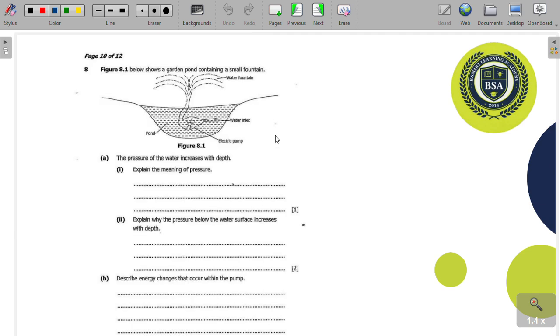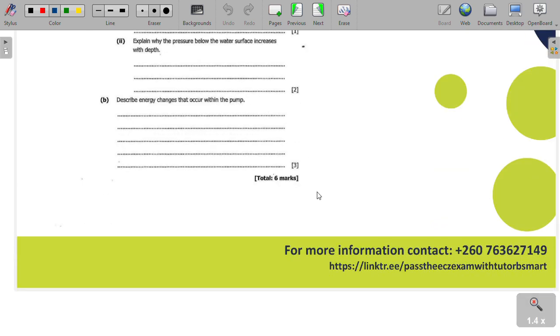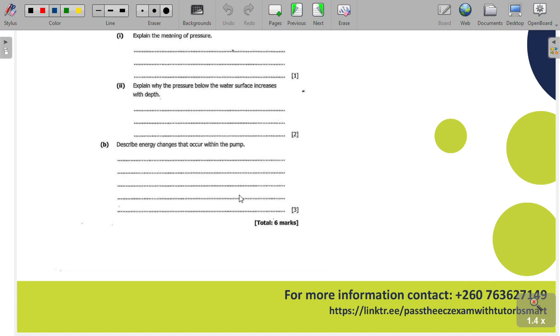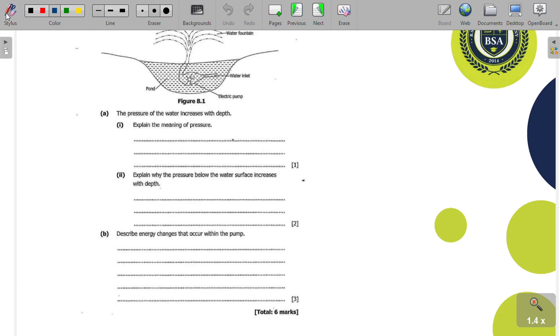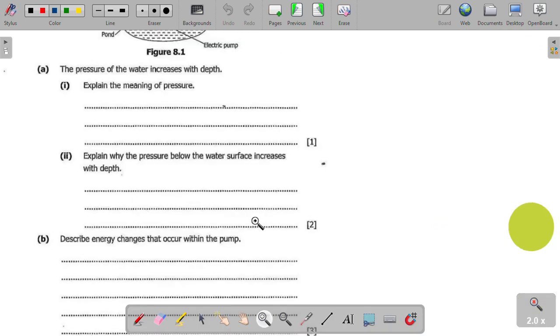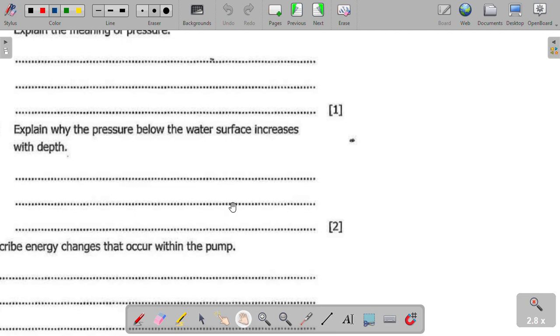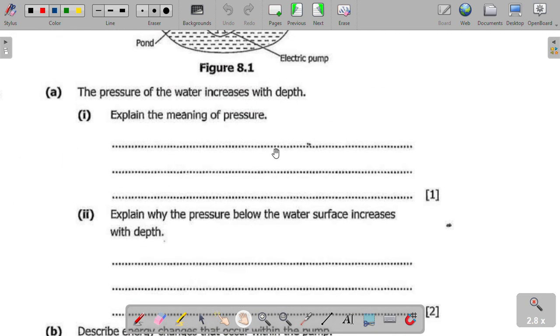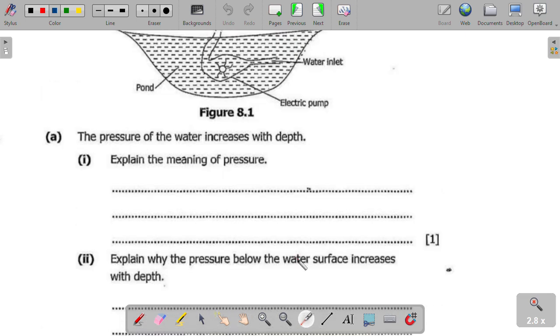So this is the question. As you can see from here, it carries 6 marks. Okay, so let's start. Let me just zoom. I want you to pay particular attention. This is an exam question, and you'll be glad that you did. So this is the question.